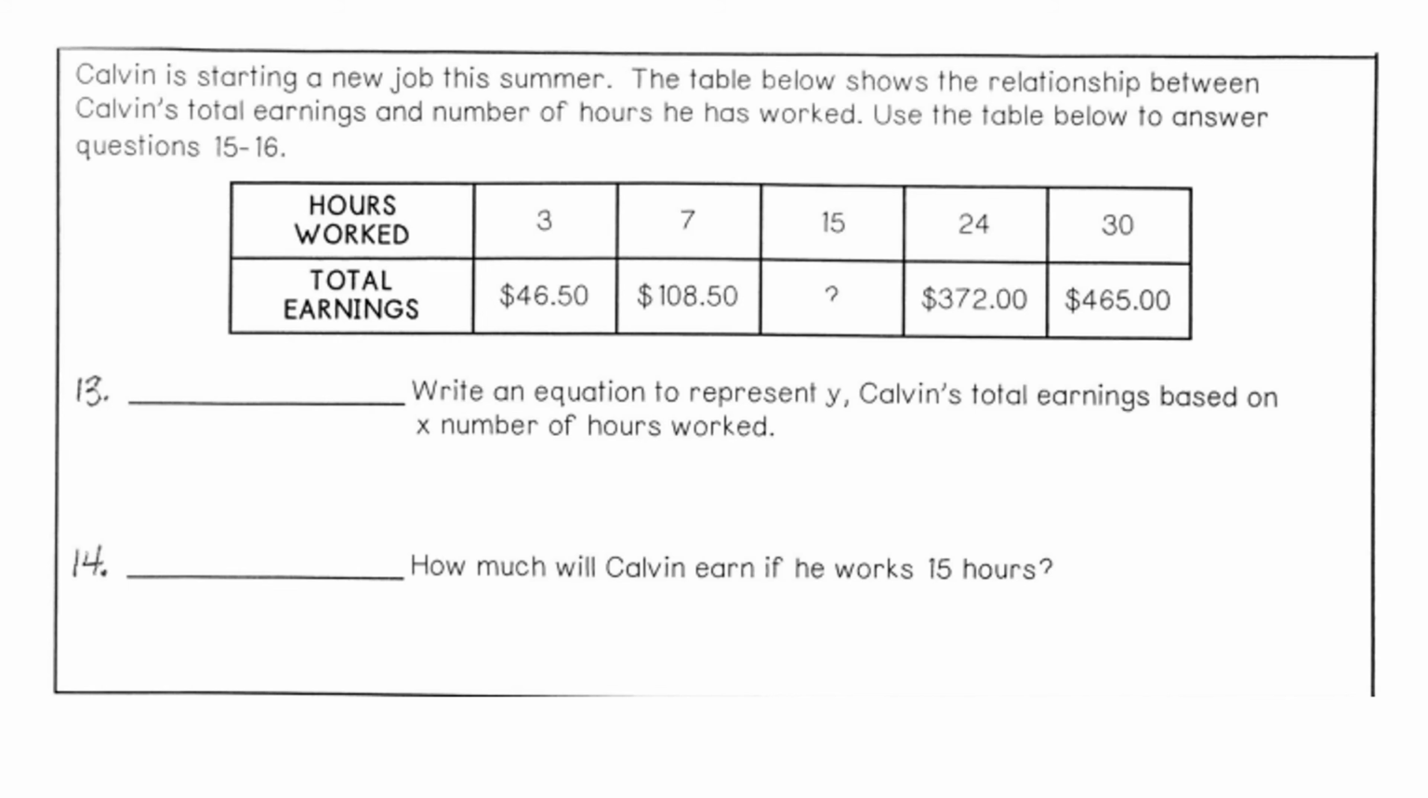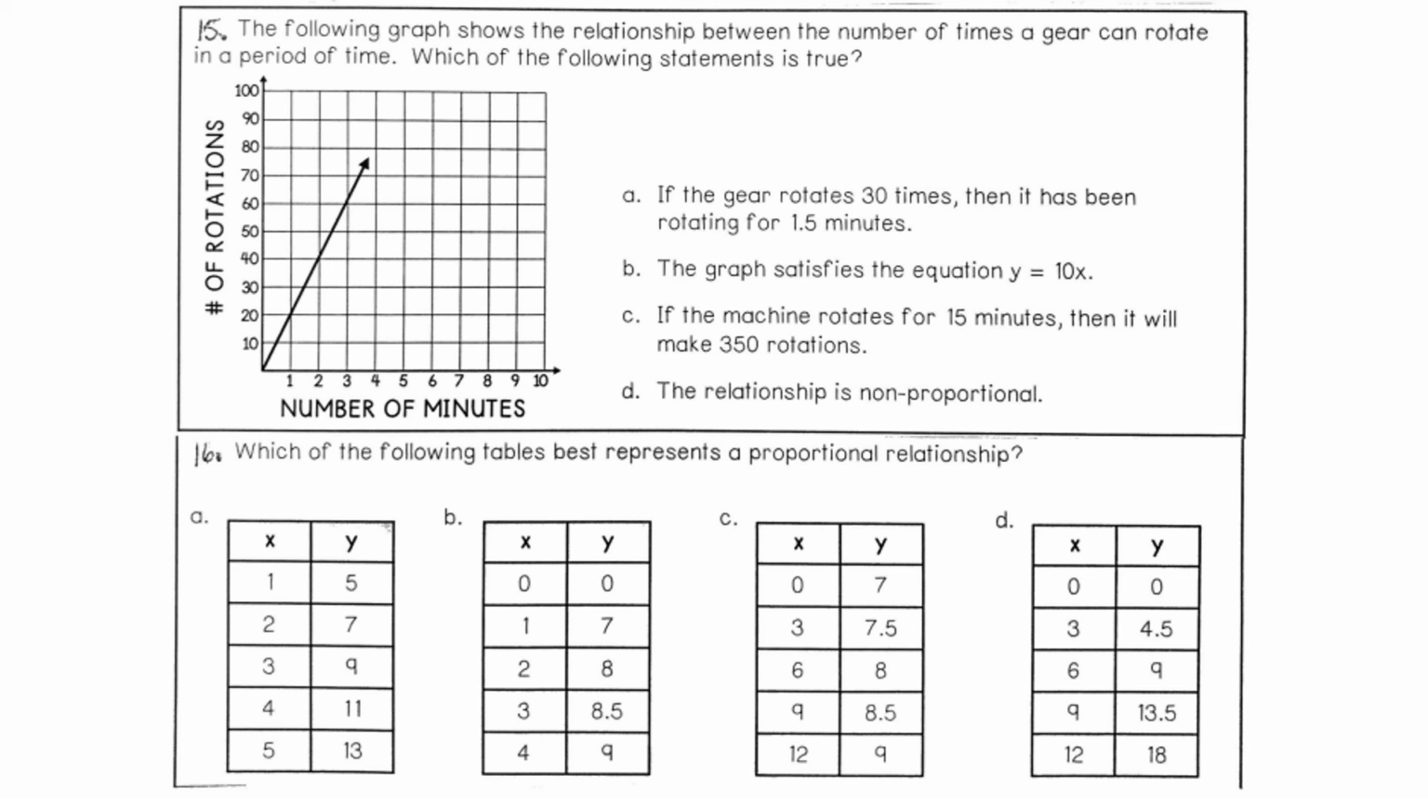14. How much will Calvin earn if he works 15 hours? 15. The following graph shows the relationship between the number of times a gear can rotate in a period. Which of the following statements is true? Your y-axis is the number of rotations, x-axis is the number of minutes.